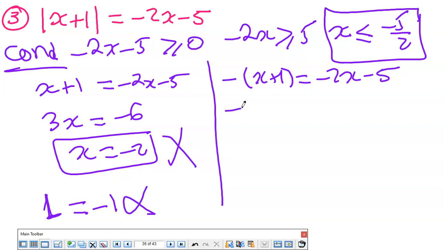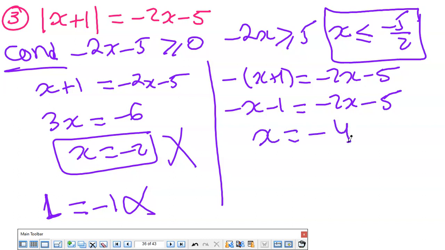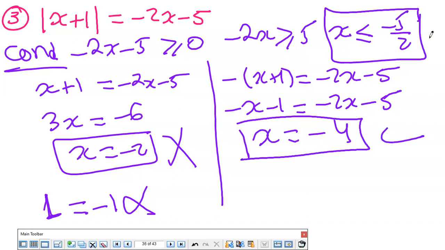Let's do the second part. Minus x minus 1 is equal to minus 2x minus 5. So x is equal to minus 4. Let's see. Is it accepted? Is minus 4 less than minus 5 over 2? Yes. Let's say we didn't do the condition. I will replace. Minus 4 plus 1 is minus 3. Absolute value gives me 3. Is it equal to minus 2 times minus 4? It's 8. 8 minus 5, it's 3. So it's right. So this is my solution.